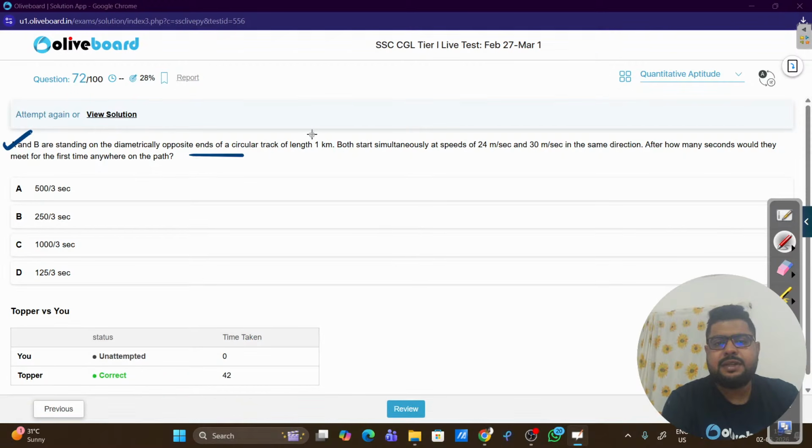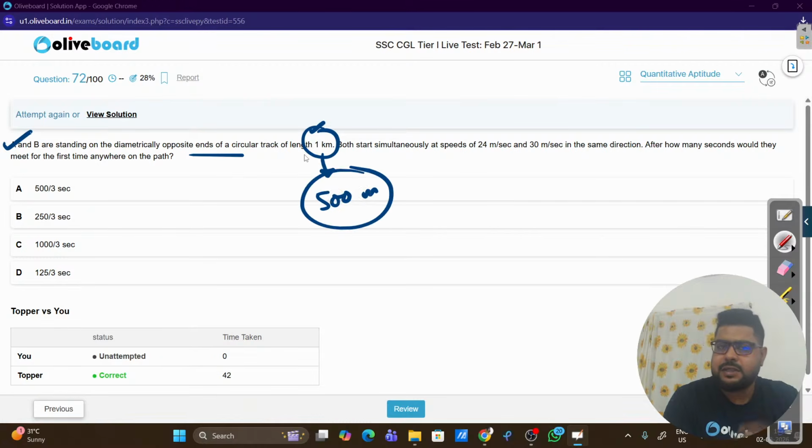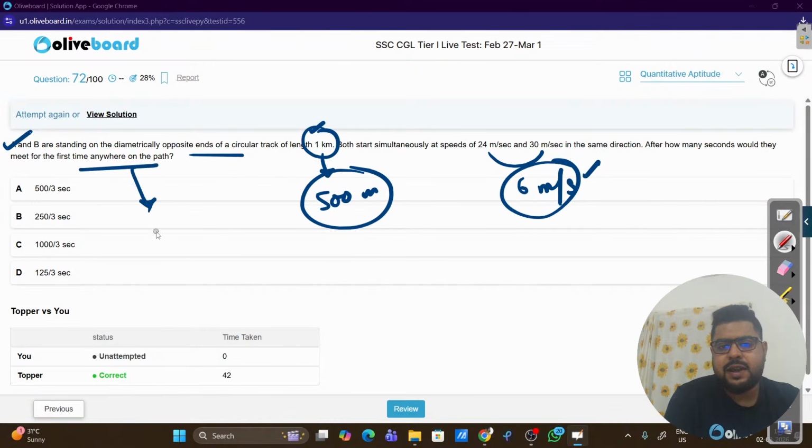Opposite ends, diametrically. So meaning the race is of 500 meters actually, half, because diametrically opposite. Track length half ho jayega. Same direction, 6 meter per second, because relative velocity. Meet each other anywhere, 500 by 6. Distance by relative speed. Calculate, sir.